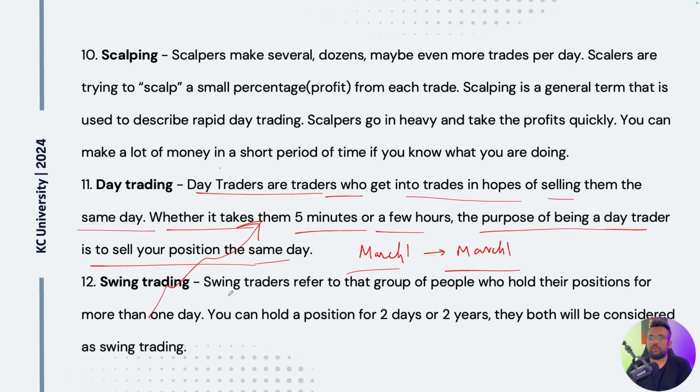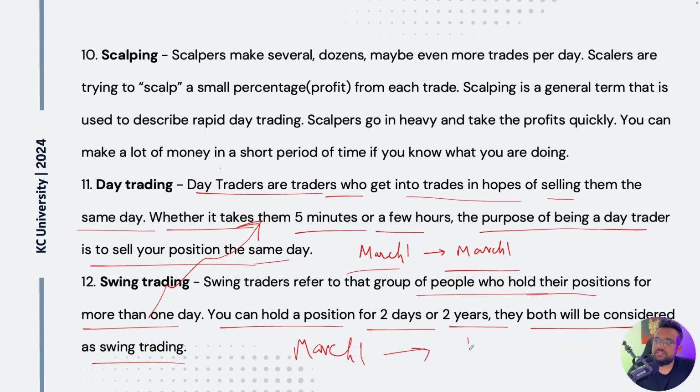Okay. Now, what is swing trading? Swing trading refers to the group of people who hold their positions for more than one day. You can hold a position for 2 days or 2 years. They both will be considered swing trading, period. So you can open your position on March 1st and sell on March 2nd, you are a swing trader. You can close on October 3rd, you are a swing trader. Okay. Don't overconfuse yourself.